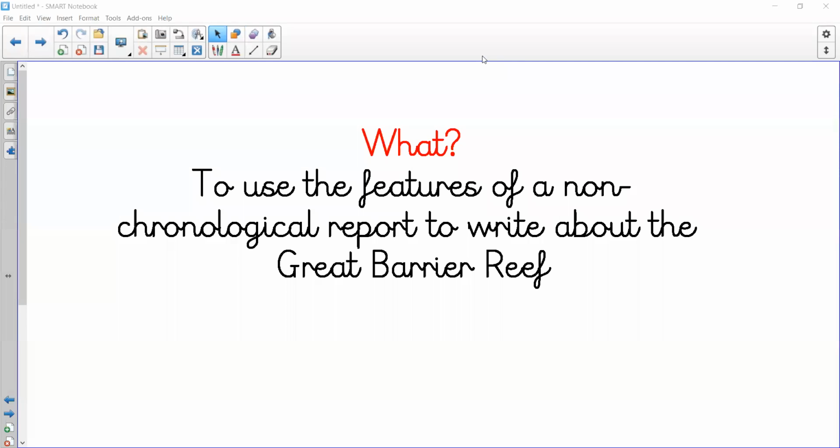Welcome, Year 6, to Wednesday, to the awesomeness that is midweek, and the English lesson that is midway through the day, that is midway through the week. So we're basically right in the middle, smack bang of the week. Welcome to it. We're going to be using the features of a non-chronological report today.